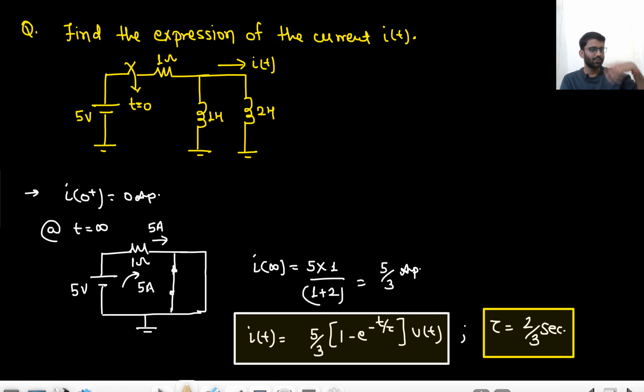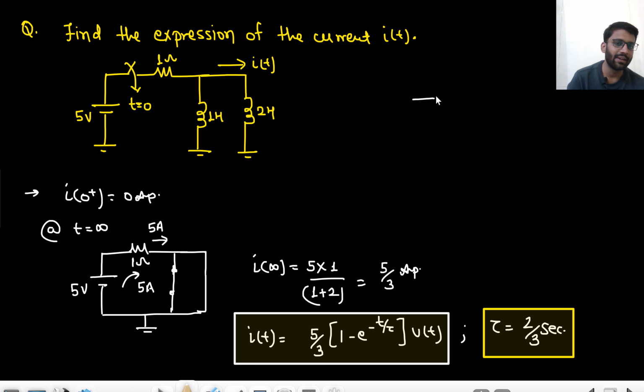What is happening? At t goes to infinity, both of the inductors will be shorted. So the current that is coming here is 5 ampere. The current that is coming here is 5 ampere. Now 5 ampere has two paths, 1 Henry and 2 Henry, right? The inductor is shorted, that means it is providing very less impedance. Now both of the inductors are providing very less impedance, right? So it has to be divided in inverse proportion.